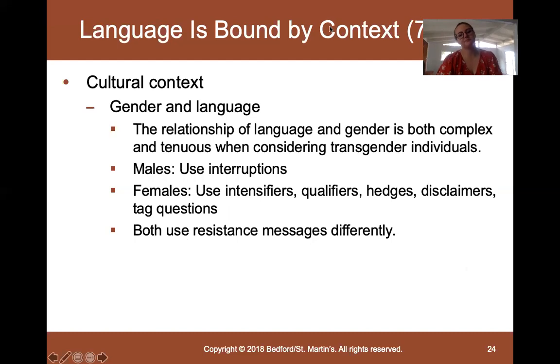Cultural context, gender and language. The relationship of language and gender is both complex and tenuous when considering transgender individuals. Typically, males use interruptions and females use intensifiers, qualifiers, hedges, disclaimers, and tag questions. Both use resistance messages differently, like deflection or avoidance when talking about these complex issues, right?